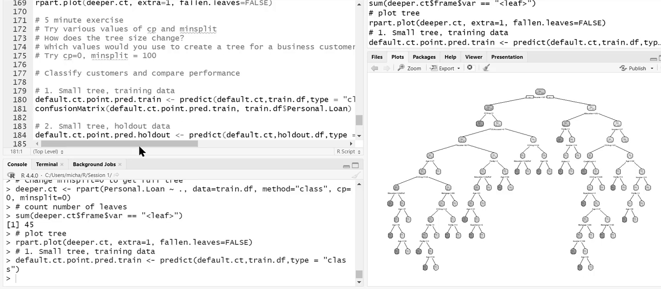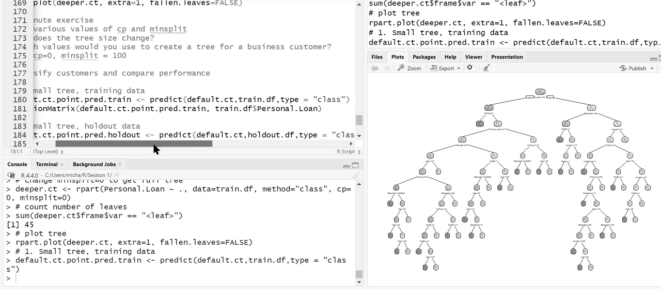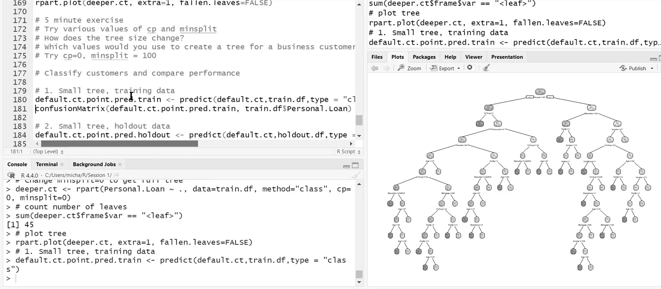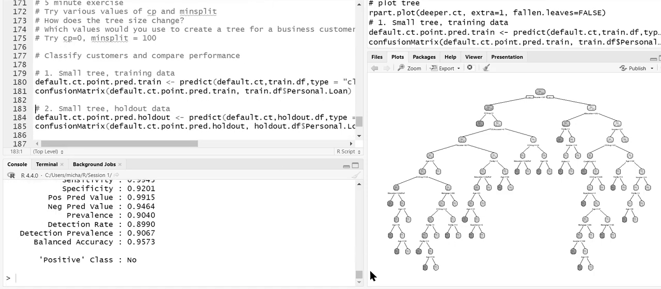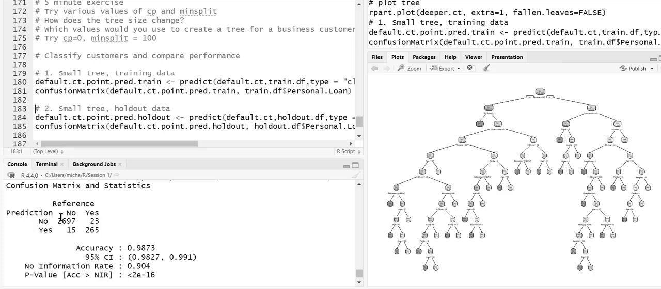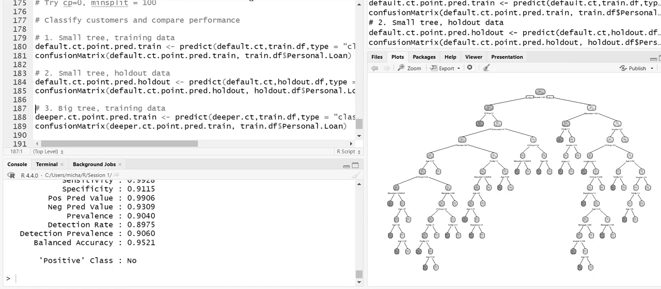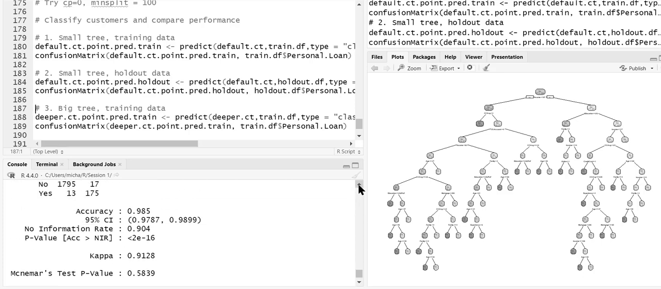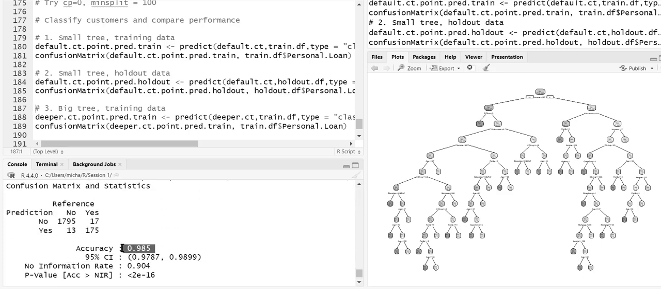So what we're going to do is predict the training set, and then run the confusion matrix. There's a lot of data produced here. We're only going to look at the confusion matrix itself and the accuracy. So we see that the accuracy on the training set is 98%, 99%. Now we're going to look at the holdout data, and we see that the performance basically doesn't change, right? It's both 98 and 99%. And that was on the small tree, the first tree that we created with 10 leaf nodes.